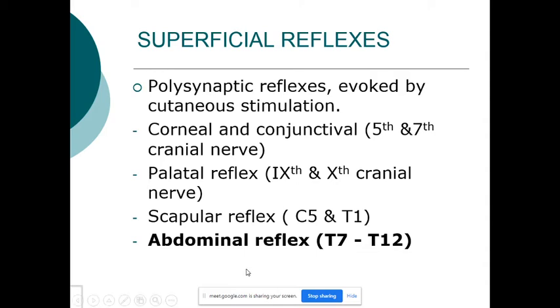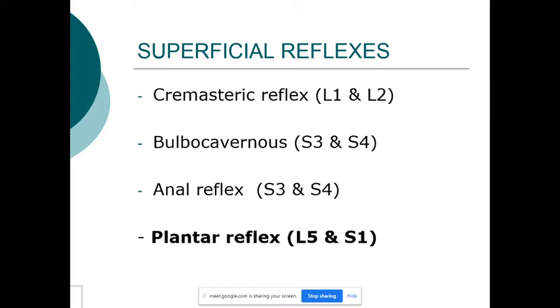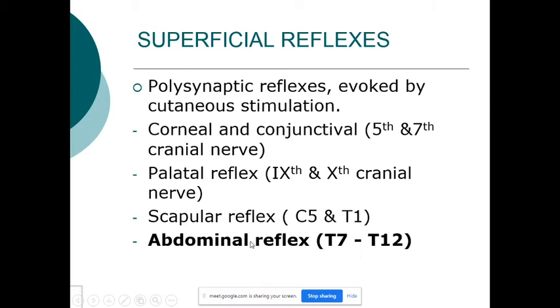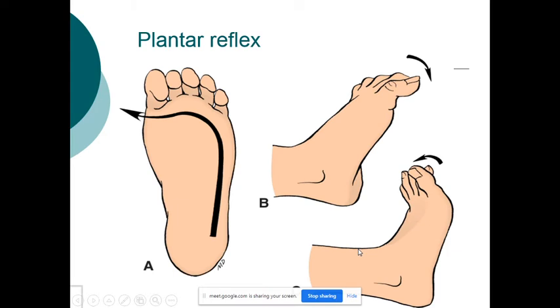Okay, here mainly we are going to learn only two things. One is the plantar reflex and the other is the abdominal reflex. I will be showing you. Okay, so the plantar reflex root value is L5S1. This we should remember. Then you have the abdominal reflex. Root value T, thoracic, T7 to T12. Abdominal reflex. I will just show you that.